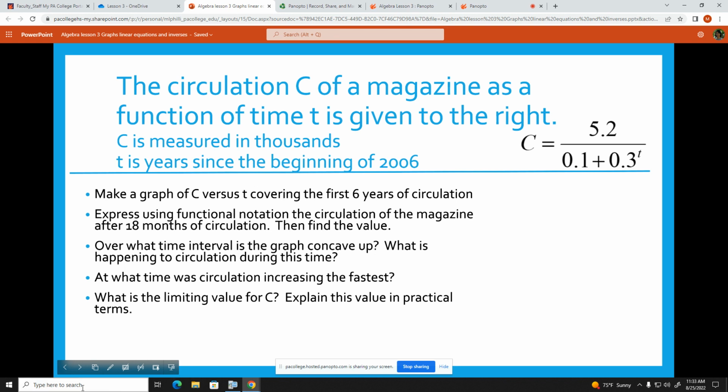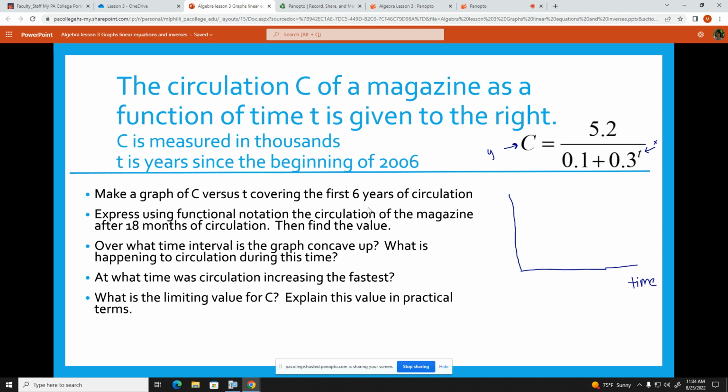When I take a look at this function and I think about graphing it, the first things I want to do is think about what's going to be on my x and my y axis. Because this c, the circulation, is what the function calculates, that's my y, and the input, the time, is my x-axis. So I am going to sketch out an axis, and I'm going to label my x-axis as time.